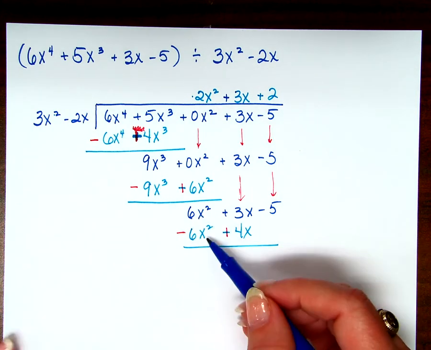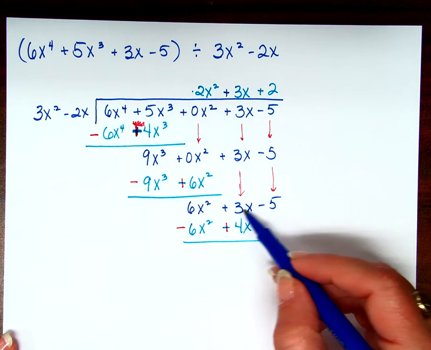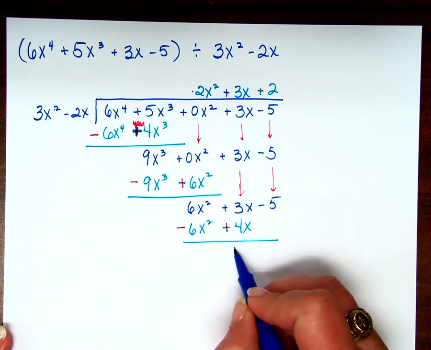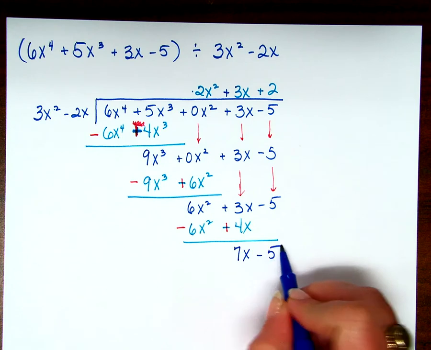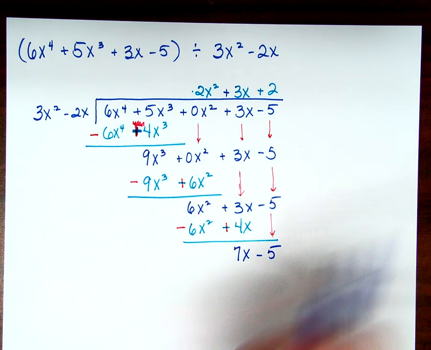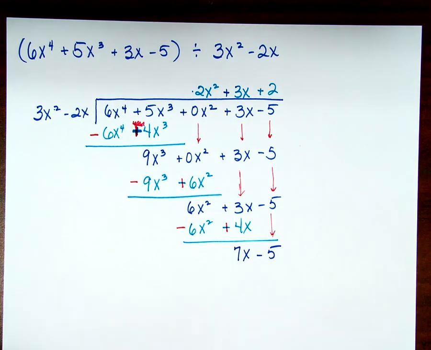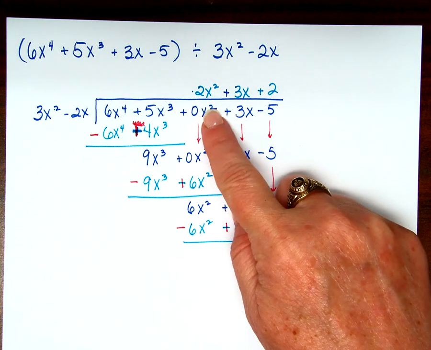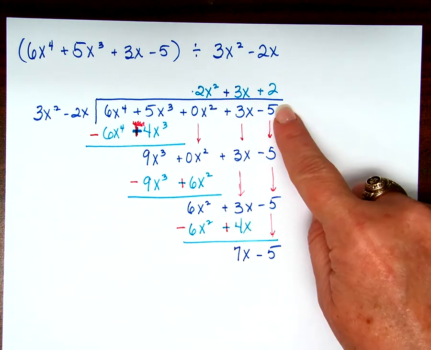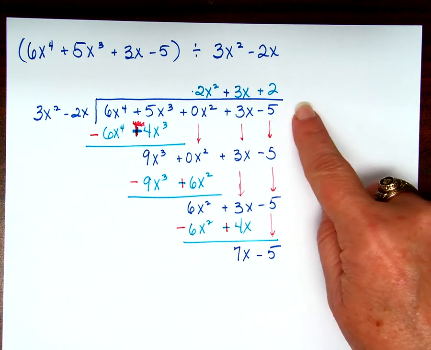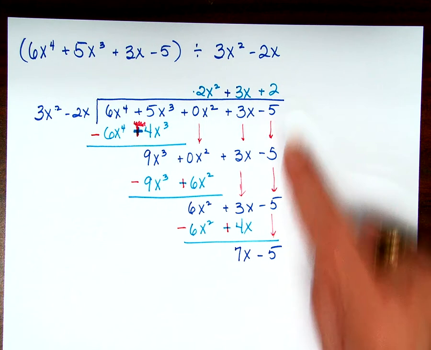6x squared minus 6x squared, 0. 3x and 4x, 7x. And then minus 5. I'm bringing down that 5. Now, you remember how I told you it was not necessary to put the 2x squared over the x squared term? But I said it helps us know when we get to the end. Like, are there any more spaces to divide? There's no more spaces, so I know I'm at the end.